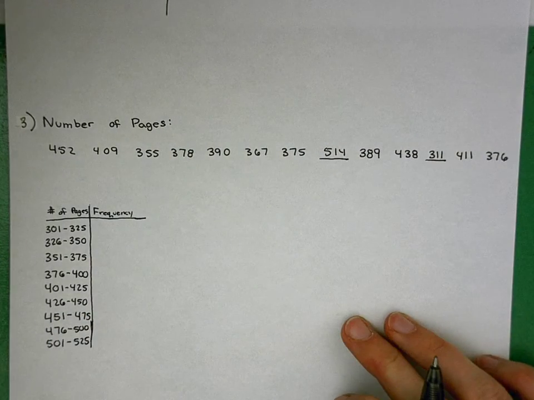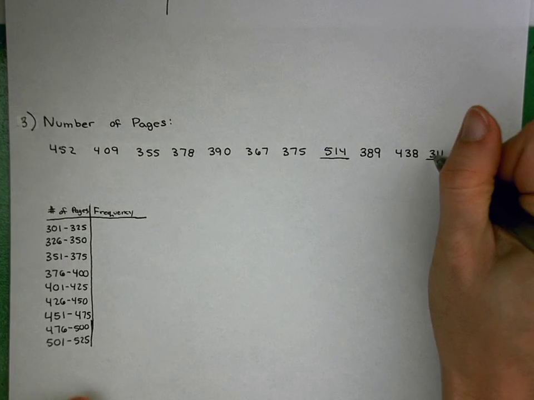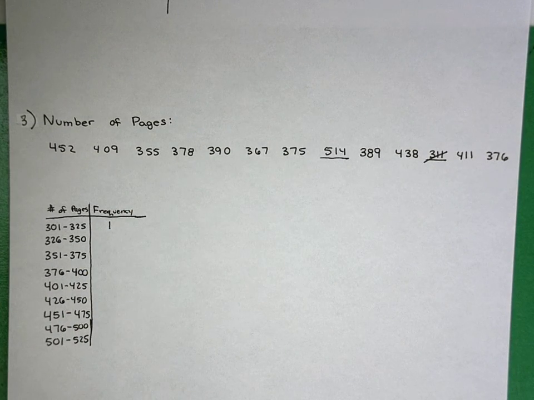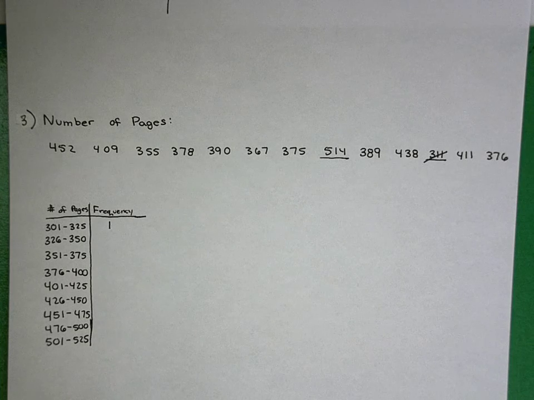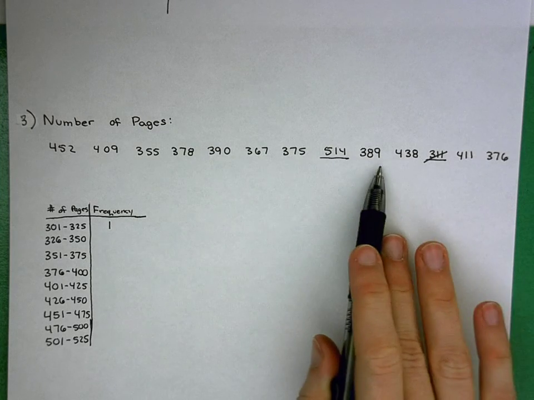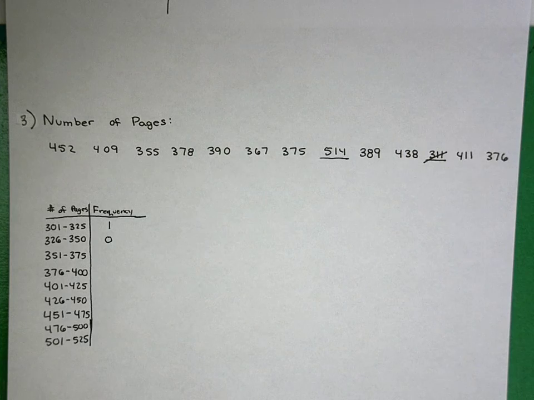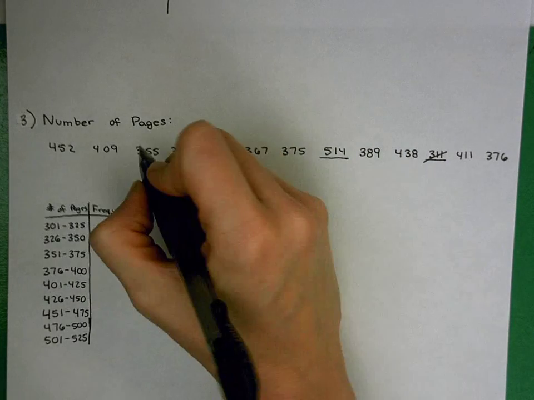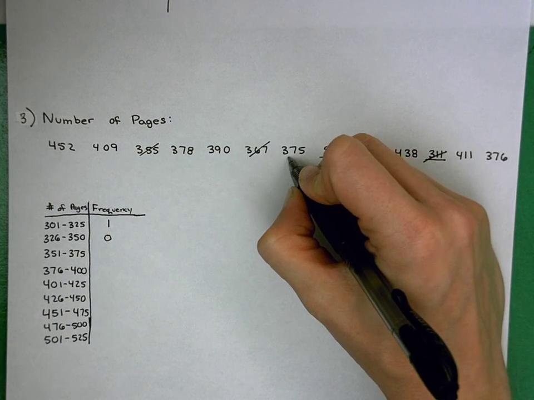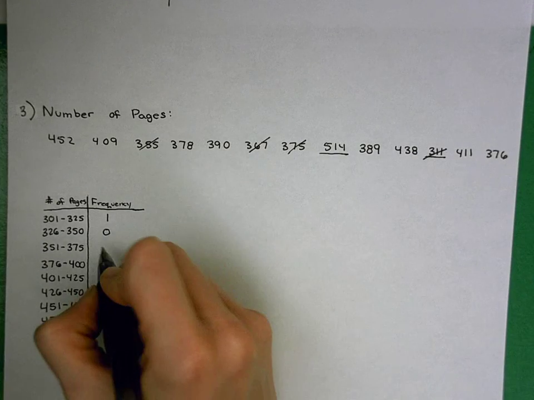Okay. And then again, we're going to count up how many there are. Between 301 and 325, we have 1 in that interval. Between 326 and 350, as you look through these numbers here, none of these data values fall inside that interval, and so I have 0 inside that interval. Between 351 and 375, I have 1, 2, 3, oh, and that's it, because that one's actually outside, sorry.